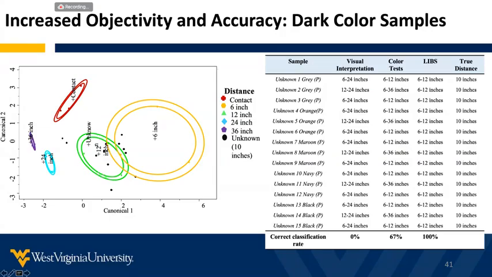So in this particular case, in dark color samples, the visual inspection was not helpful. Color tests only led to the right distance determination 67% of the times, while LIBS was able to correctly estimate shooting distances in all the unknown samples.